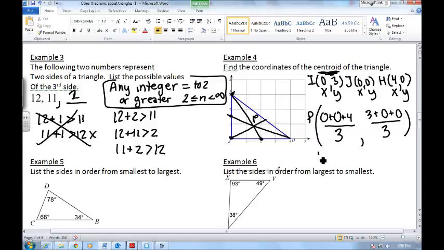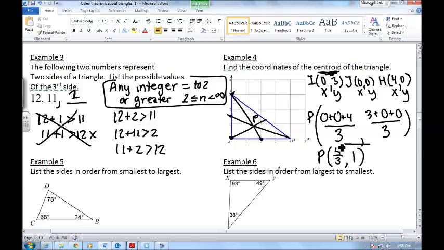Now to simplify, let's see, what's 0 plus 0 plus 4? 4, and divide that by 3. Does that come out nicely? So let's just write 4/3. It's the same as 1.3 repeating, or 1 1/3. Okay, and here we have 3 plus 0 plus 0. Hunter, what's 3 plus 0 plus 0? And divide by 3, we get 1.